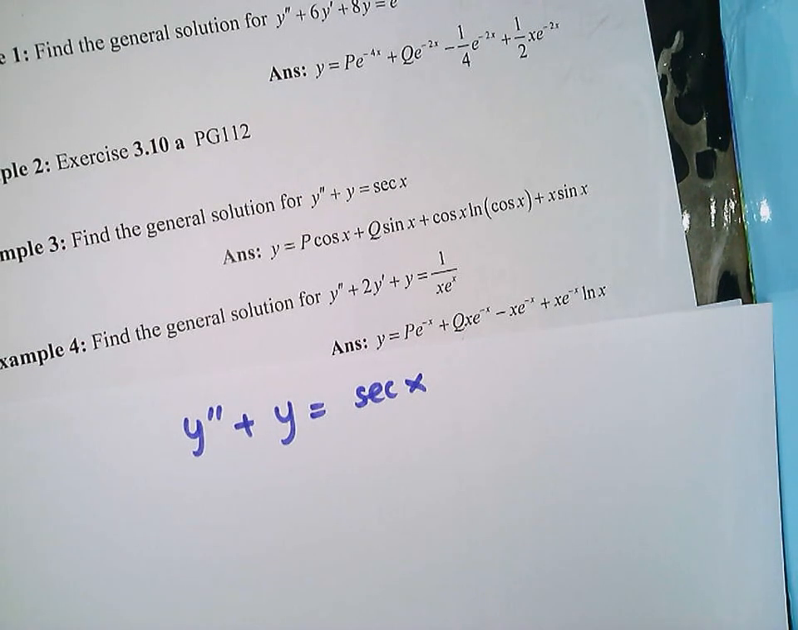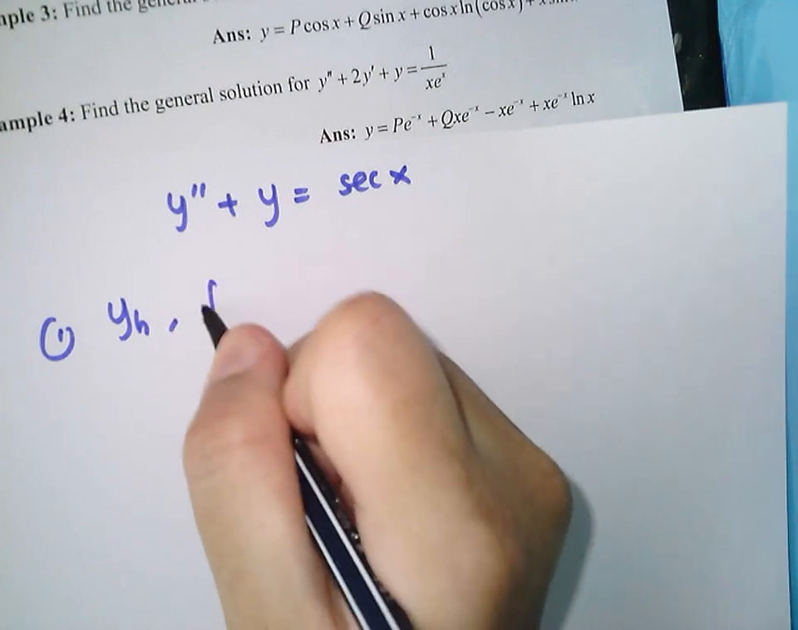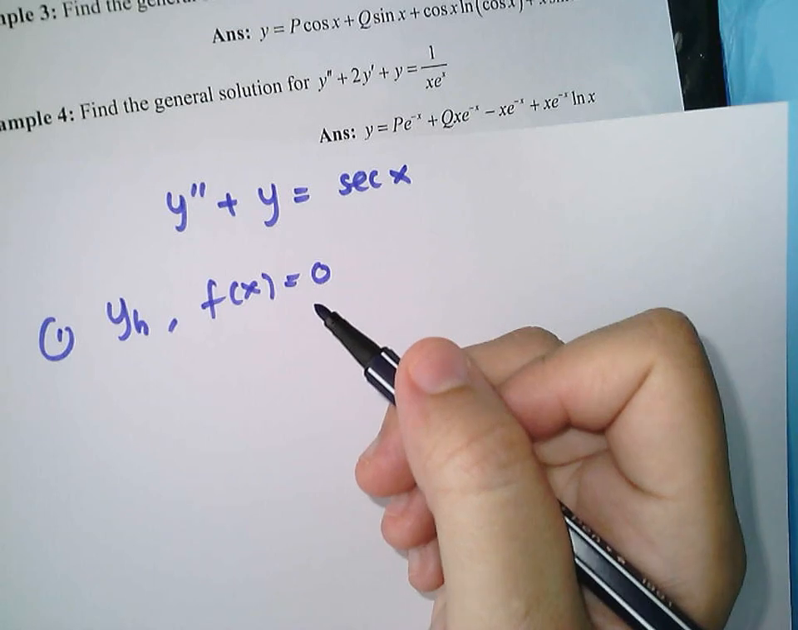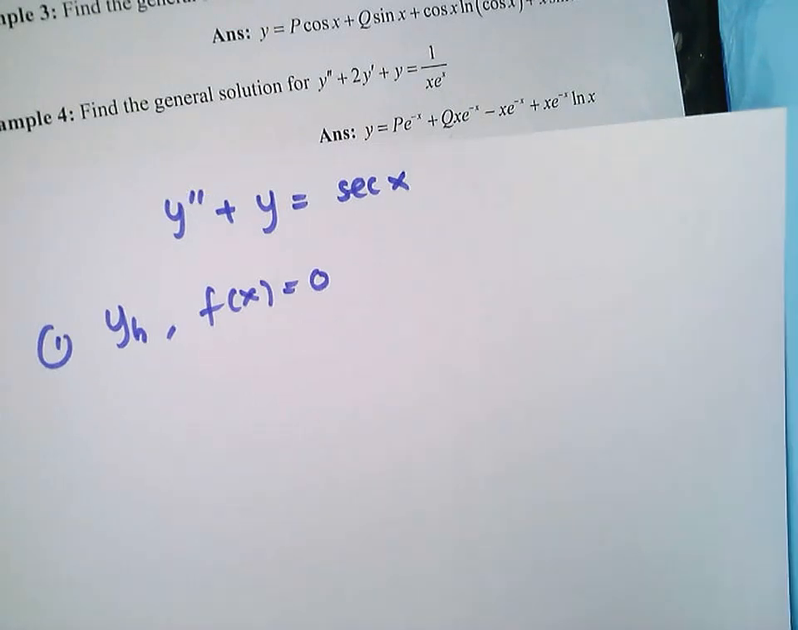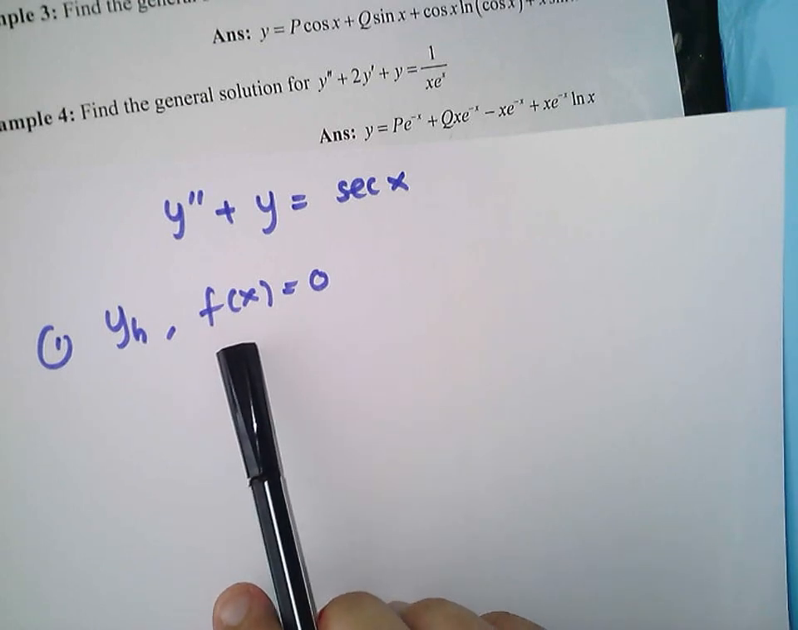So the first step is to get your YH by assuming fx is equals to 0. I am pretty sure up until now you already remember your solution for YH when you have a different root, equal root, or complex root, because we keep on using that solution till the end of the chapter. So I hope right now you don't have any problem to get your YH.